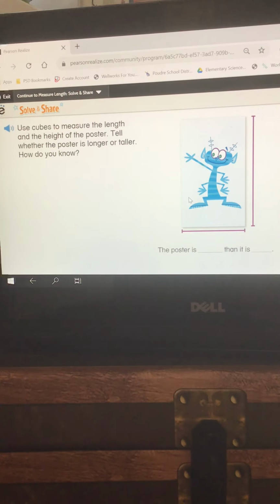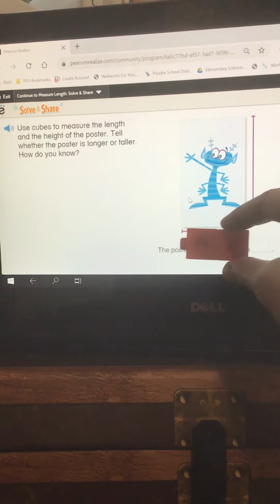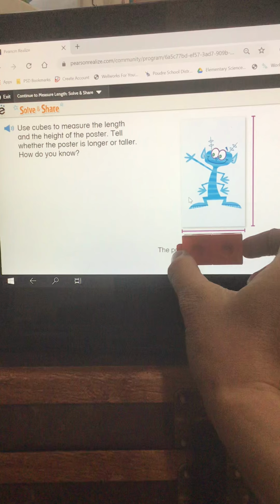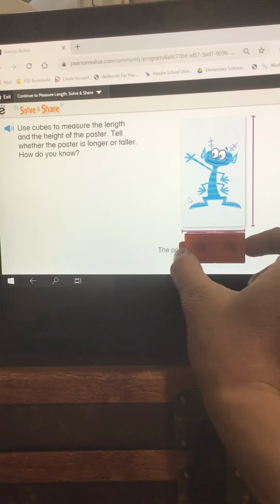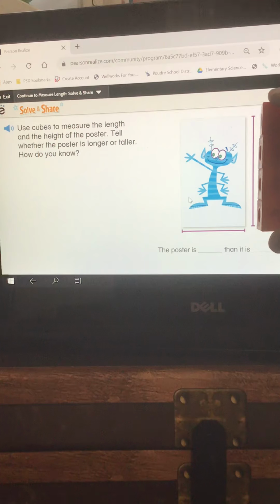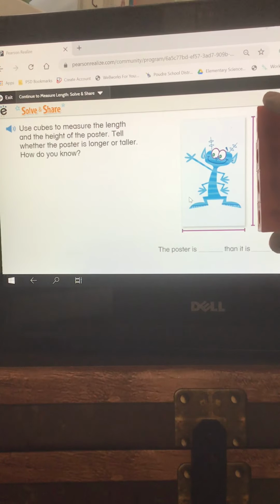But I will still use my cubes. Remember, my cubes look a little different because I'm holding them up to a screen, and there is going to be a little way that it looks longer, but it really isn't. So I'm going to try my best to show you that it is 2 cubes long, and it is about 4 cubes high or tall.